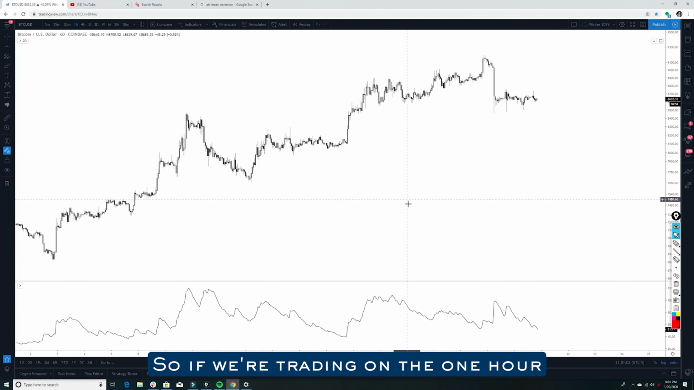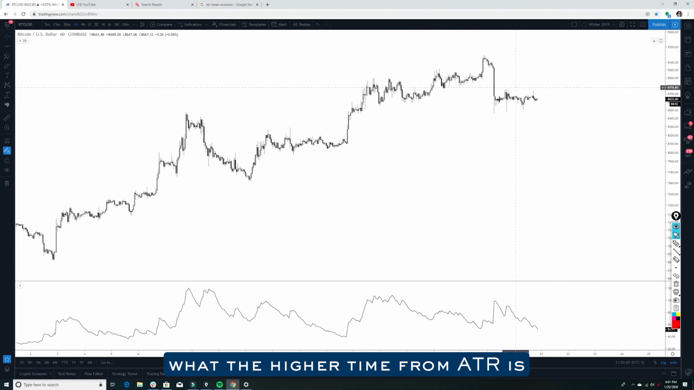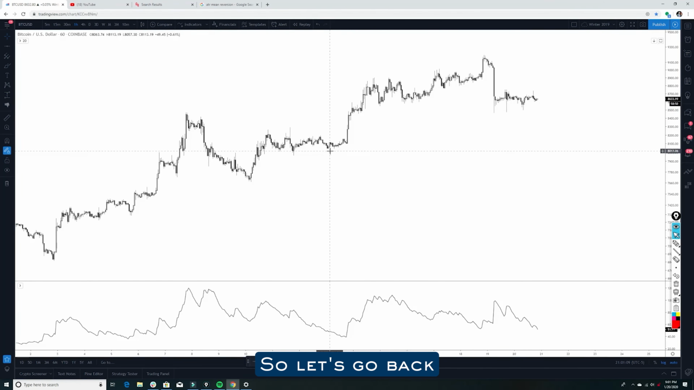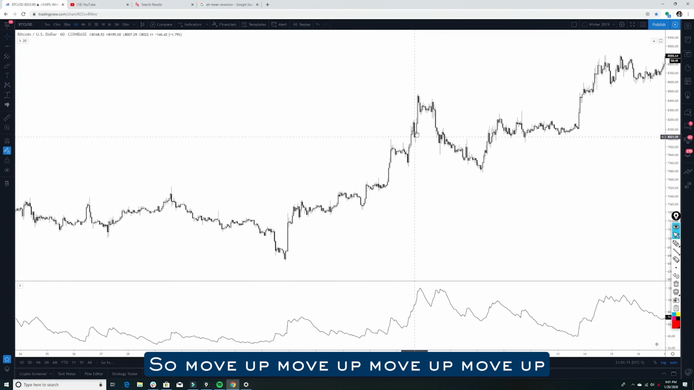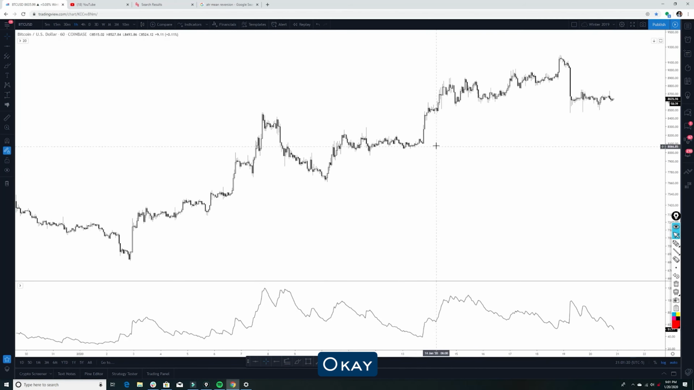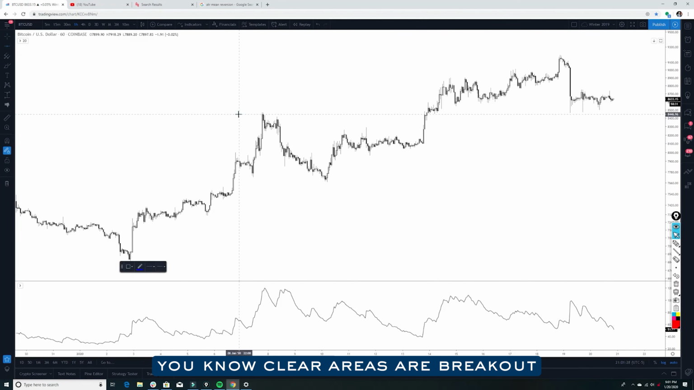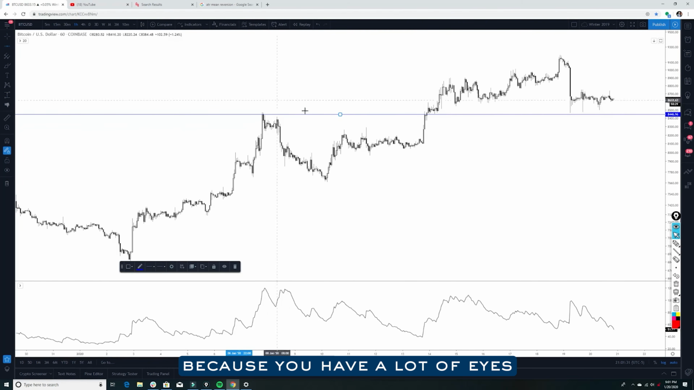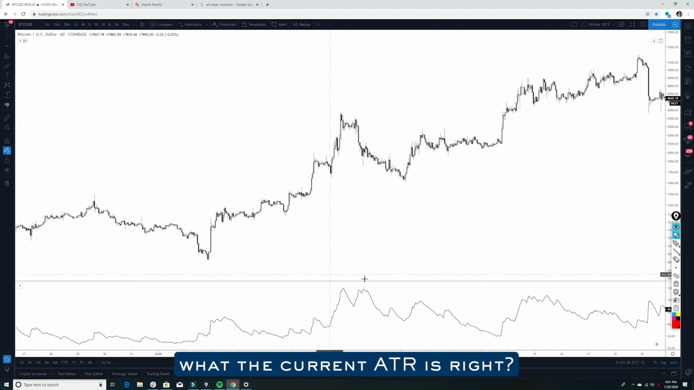So if we're trading on the 1 hour, on the 4 hour, on the 30-minute, all right, what we can do is keep in mind what the higher time frame ATR is. So let's go back to, earlier within the trend, you see all of these large movements upwards. So move up, move up, move up, okay, move up, right? Large move up, okay. Keep in mind certain market structure though, because some of these moves up, again, are going to be through areas where, clear areas are breakouts, and you're not going to get much reversion because you have a lot of eyes waiting for these areas to break. Then there's a lot of follow through. But more often than not, what you'll find is if we consider what the current ATR is, right?